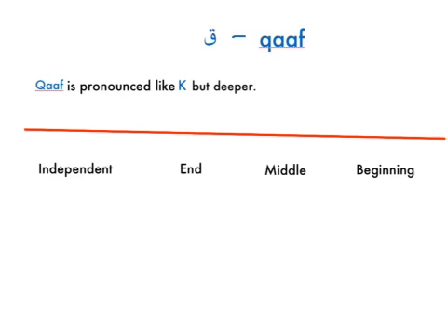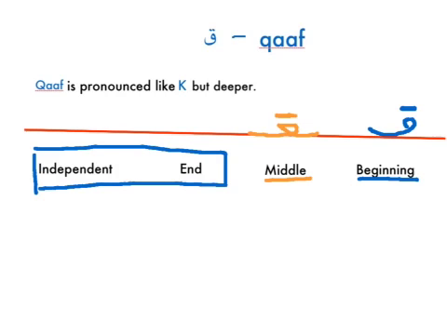In the beginning, we write it like this. In the middle, we write it like this. At the end, when it's connected, you write it like the letter fa, but you go down the line and you make a half circle. In independent form, it's like the connected form, but it goes below the line.